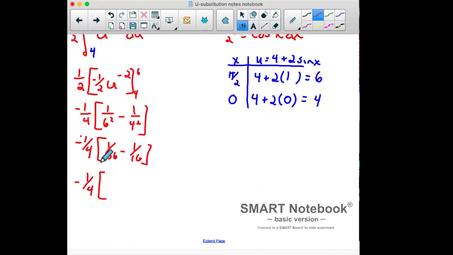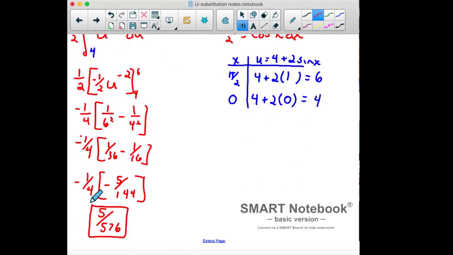All right. 1 over 36 minus 1 over 16. I'll cheat, and I've already figured this out. Negative 5 over 144. Times that by negative 1/4, that comes positive. 1 times 5 is 5. 4 times 144 is 576. So our answer is 5 divided by 576.